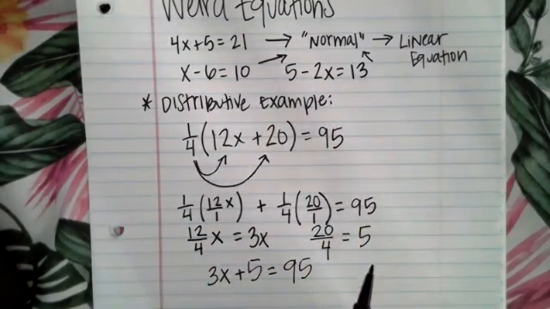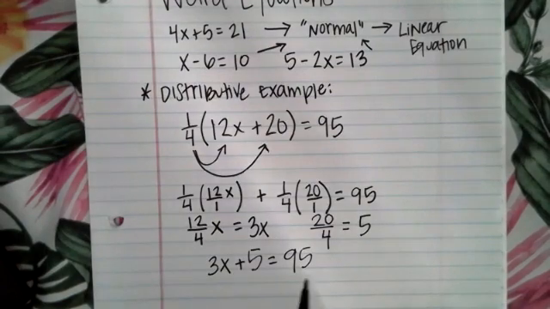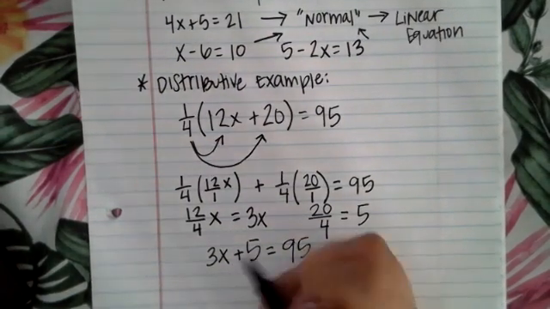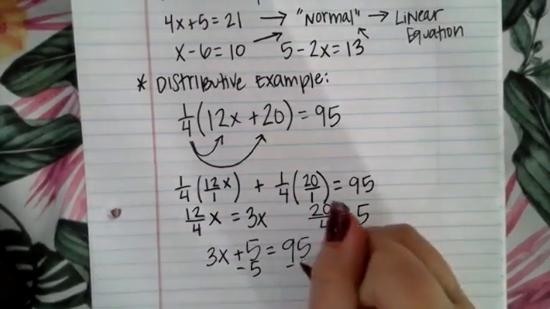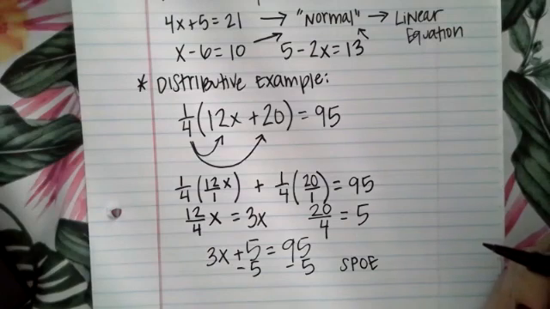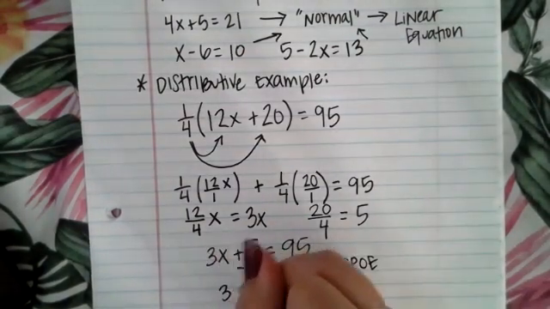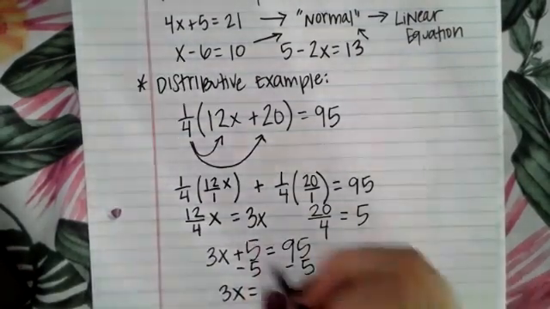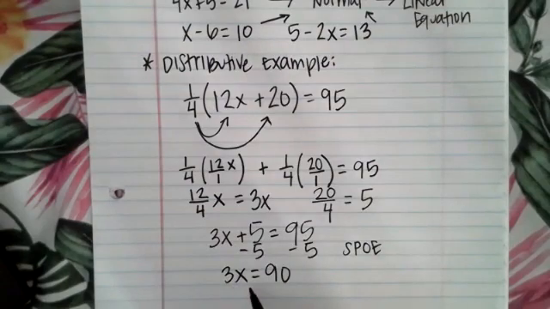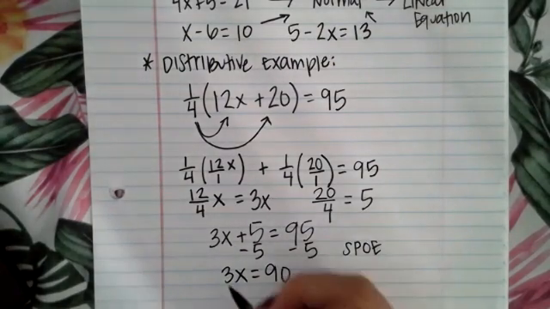So now we're going to use our three-step process. We don't have any like terms to combine, so I'm going to get rid of my constant. I'm going to do the opposite kind of math and subtract 5. I'm using the subtraction property of equality to figure this out. So I'm going to subtract 5, and I have 3x equals 90. And since I'm multiplying 3 times x, I need to figure out what times 3 makes 90.